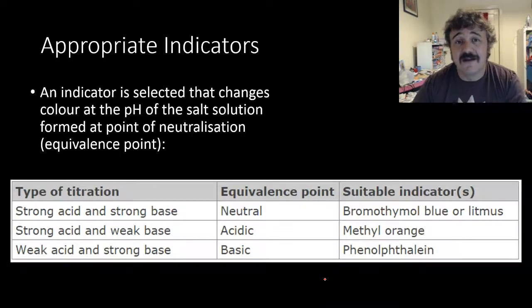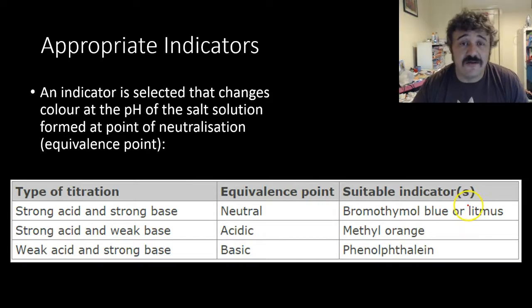That's when we're done. Now, what indicators are we going to use? There are 3 types of titrations we're going to look at. You pick an indicator which is going to change when that salt is finally produced, or finished being produced. Some salts are basic, some salts are acidic, some salts are neutral. So if you've got a strong acid and a strong base, the salt is neutral, therefore the equivalence point is neutral. Use bromothymol blue, litmus.